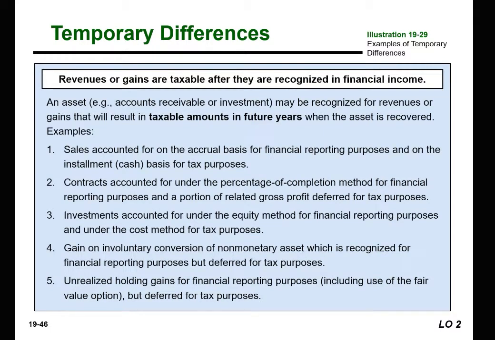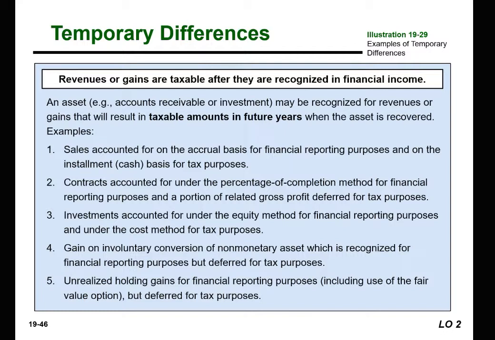So let's look at what some of those temporary differences are. When revenues or gains are taxable after they're recognized in financial income, we would have an asset which may be recognized for revenues or gains that will result in taxable amounts in future years when the asset is recovered, such as sales accounted for on the accrual basis for financial reporting purposes, and then on an installment cash basis for tax purposes.